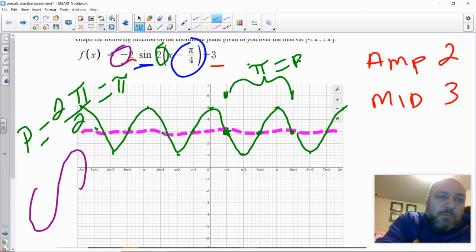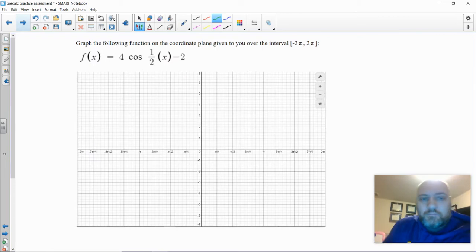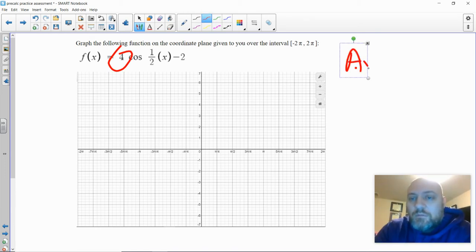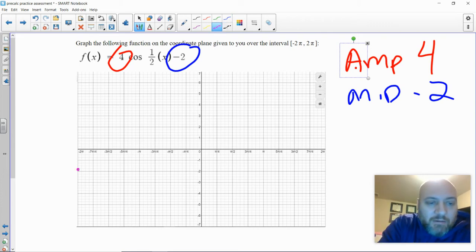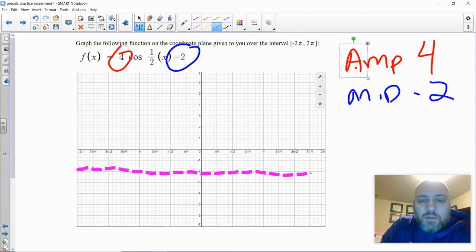Let's take a look at number 2. This time I have a cosine curve. Again, I'm hand drawing it on the coordinate plane. My amplitude is 4. My midline is -2. So again, I'm going to put that midline right in first at -2.